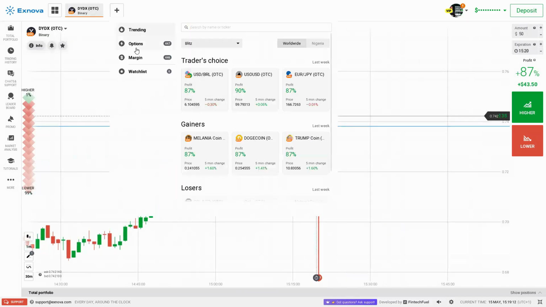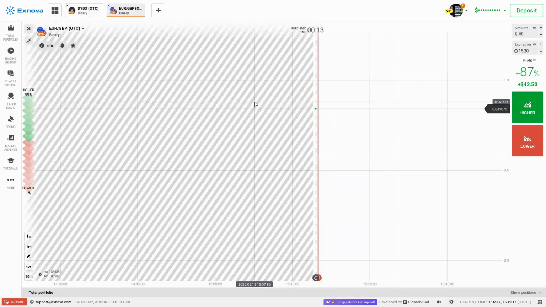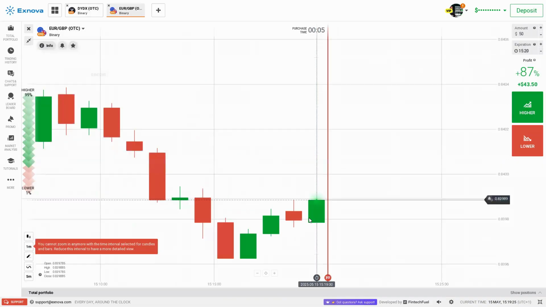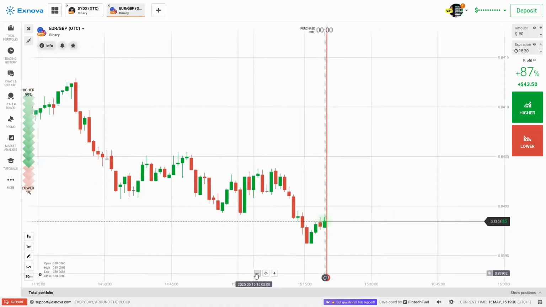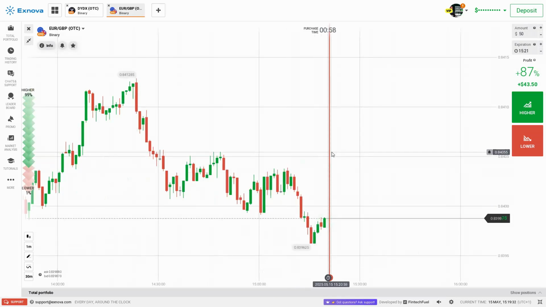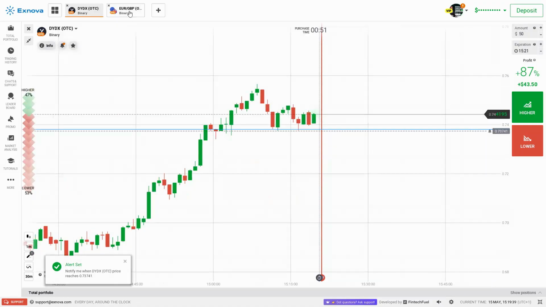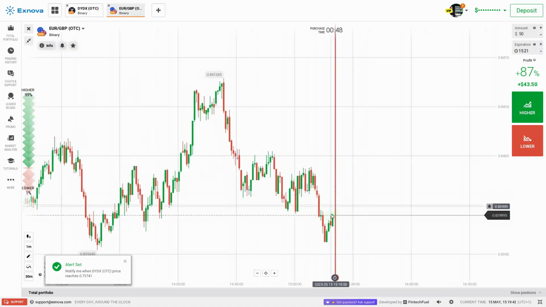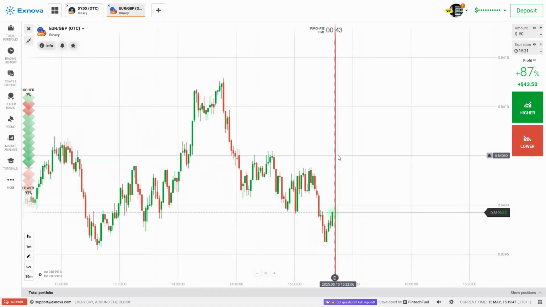I'll look at another pair, Euro GBP. What are we having? Okay, we had some. Let me put an alert here. So Euro GBP, the market is selling. Let's see the 5 minute chart to understand the larger direction.